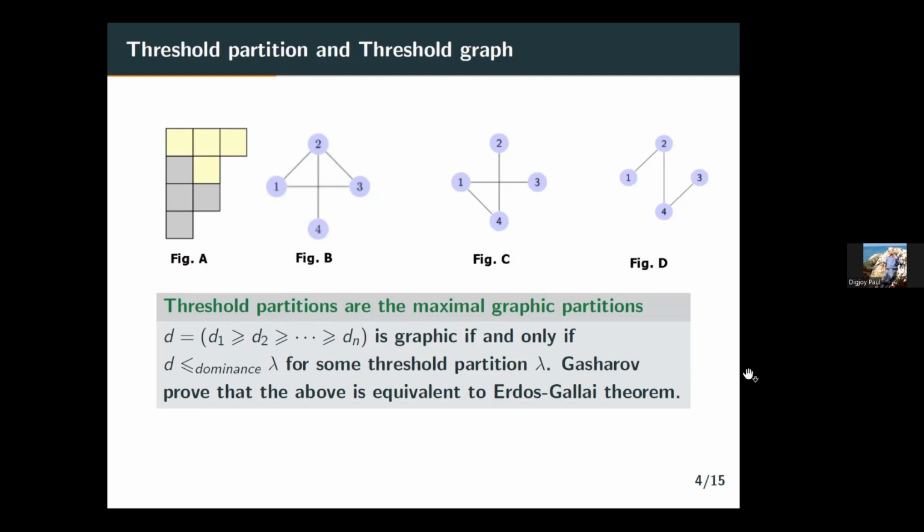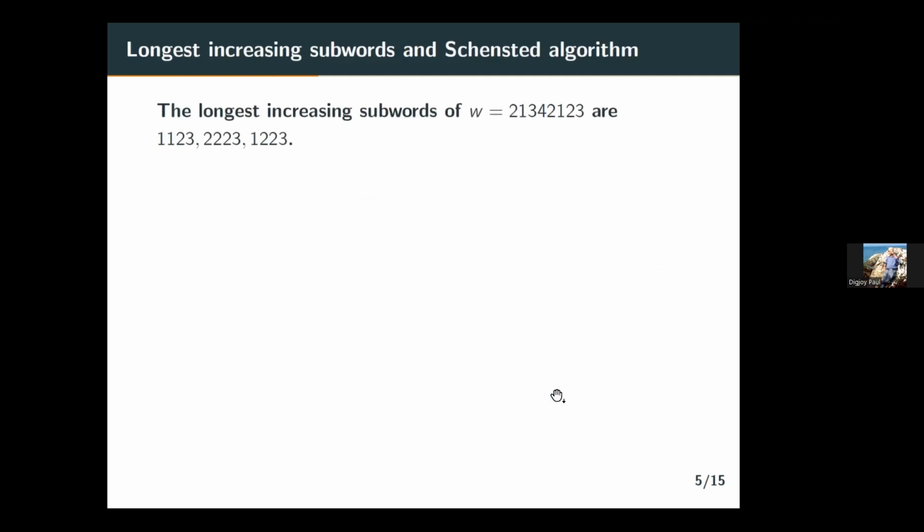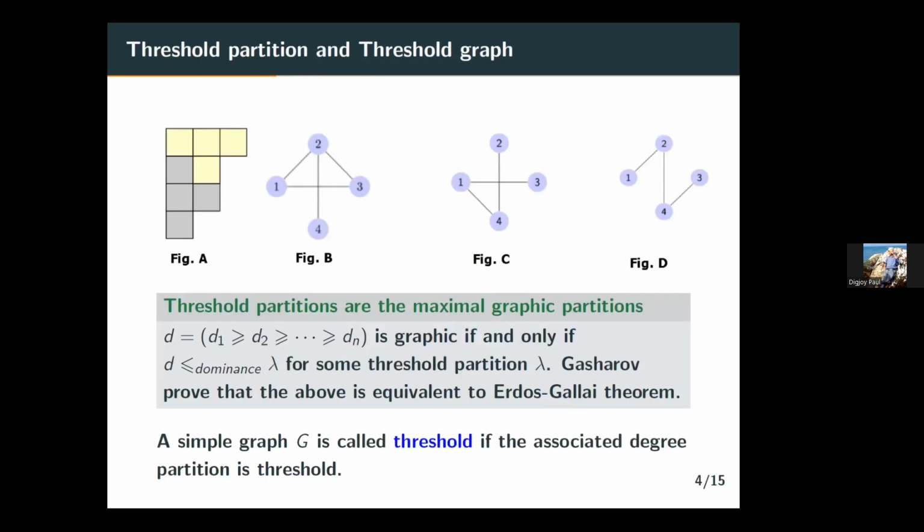And a simple graph is called threshold if the associated partition is threshold. Like in figure B, the partition depicted in figure A, 3, 2, 1, is threshold. But the graphs in figure C and figure D are not threshold graphs. As you can see, the degree partition is just 2, 2, 1, 1, which is not threshold.